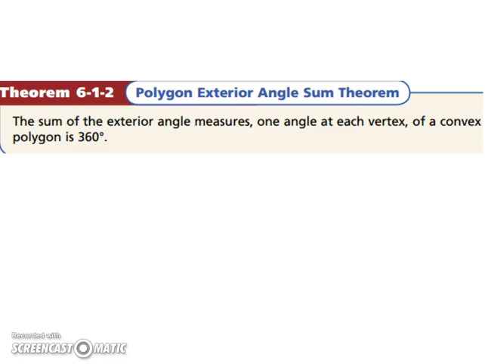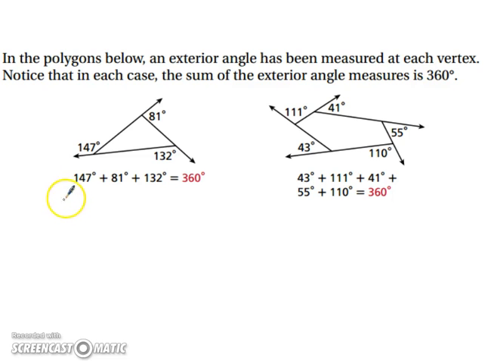Polygon exterior angle sum theorem. The exterior angle measures, one angle at each vertex, mind you, of a convex polygon always add up to 360 degrees. So, if you look at something as such, notice 147, 81, 132, together they give you your 360 degrees, and it is only coming off in one direction all the way around. This comes from the idea that a circle is 360 degrees. You can do that with a pentagon as well. With your 5 exterior angle measures, they will add up to 360 degrees.